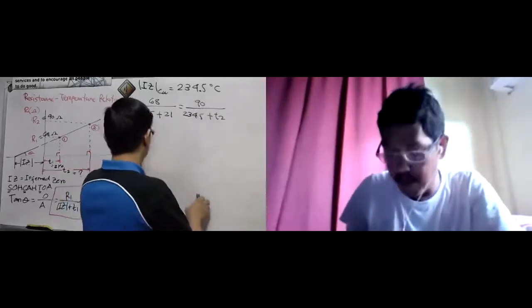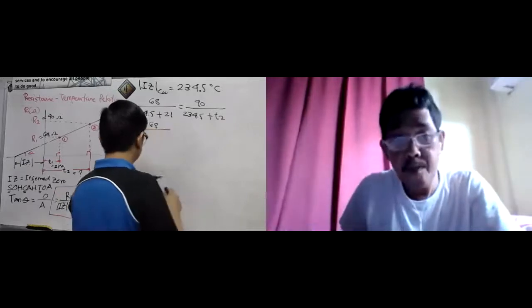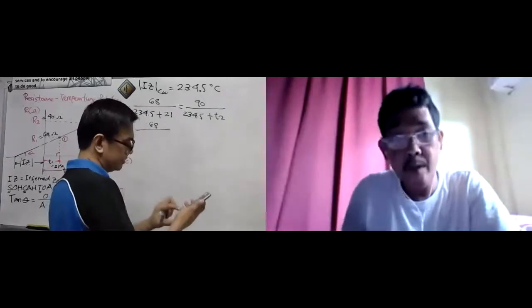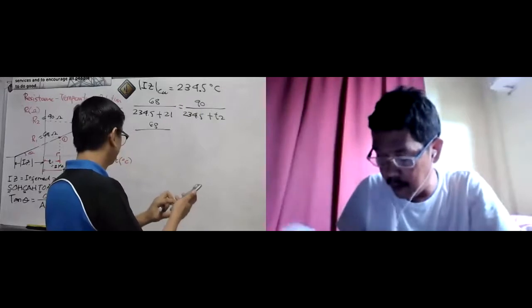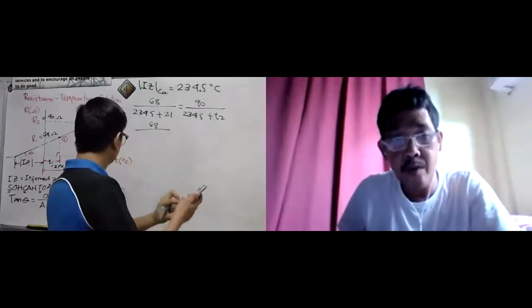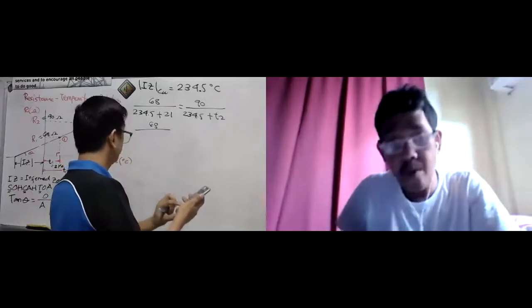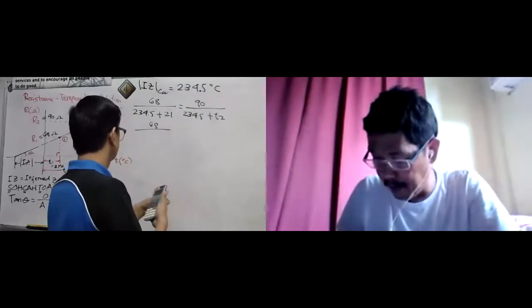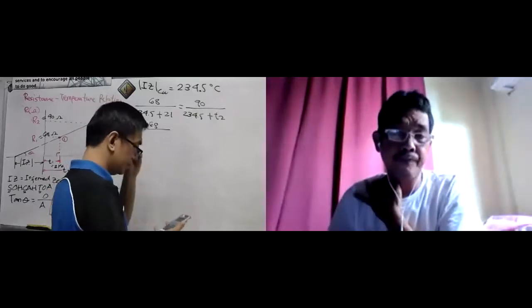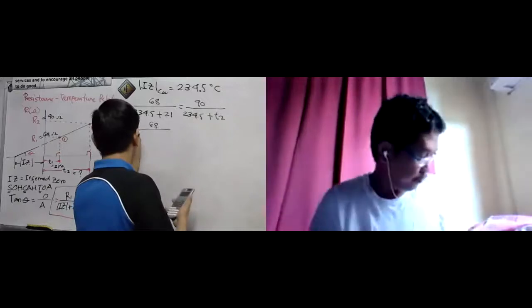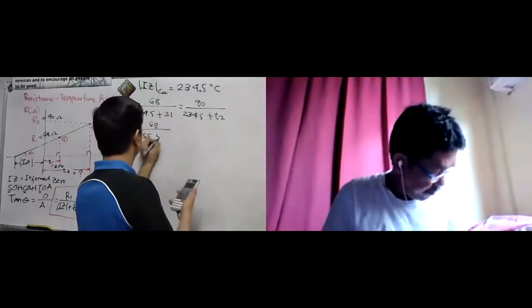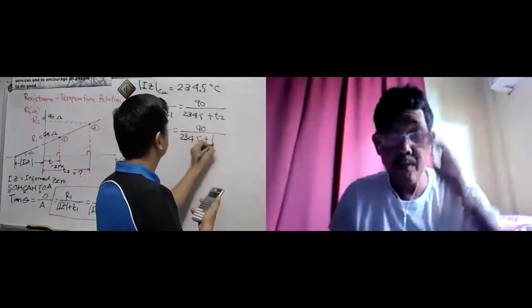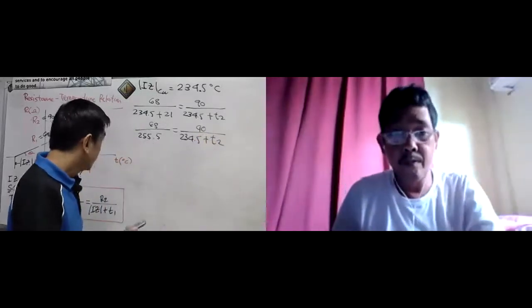So we have 68 over, using our calculator. Let's have the long method first. I'll show the calculator techniques later. So we have 234.5 plus 21, so it is 255.5. So that is equal to 90 over 234.5 plus temperature. So this is our temperature 2.